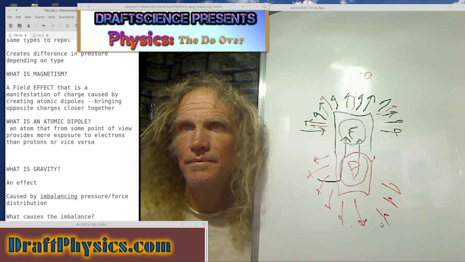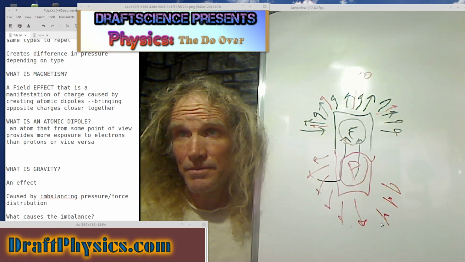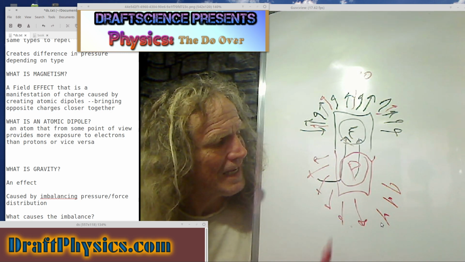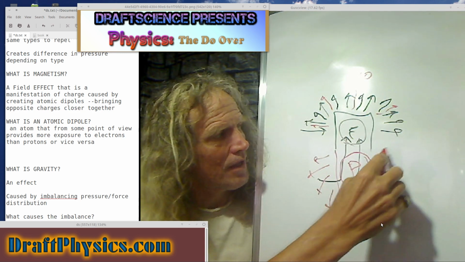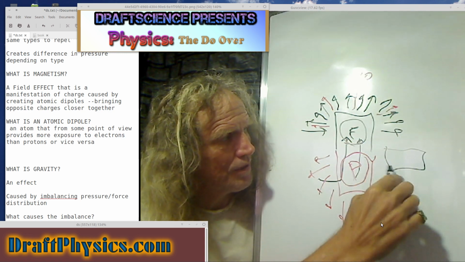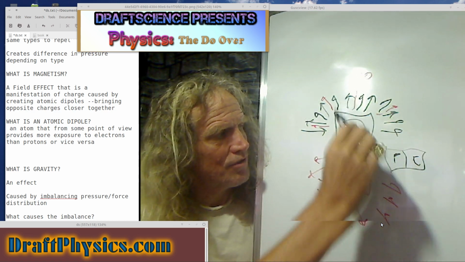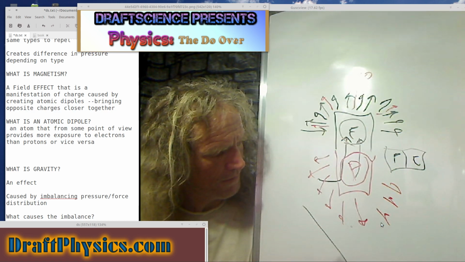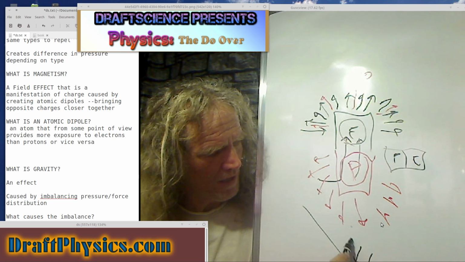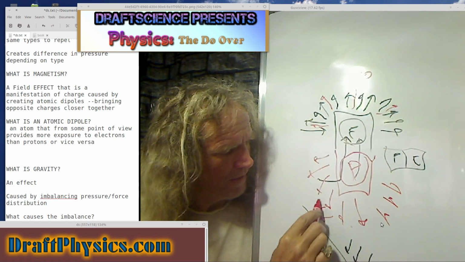All right, bringing opposite charges closer together. So what is an atomic dipole? An atom that from some point of view provides more exposure to electrons than protons, or vice versa. It doesn't have to be a good atom. It can have a lot of atoms, going this way, electron, proton, just imagine that's red. It can have all kinds of mixtures in it. And the point is, from a perspective, what's the net effect? Is there really more, even slightly more black coming down one end, and slightly more red coming from the other end?